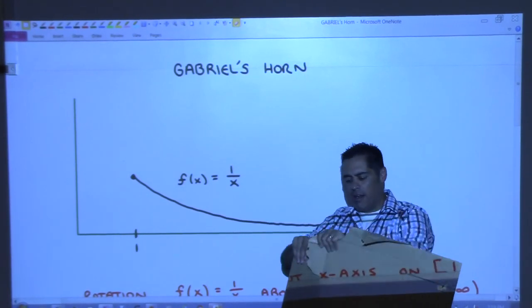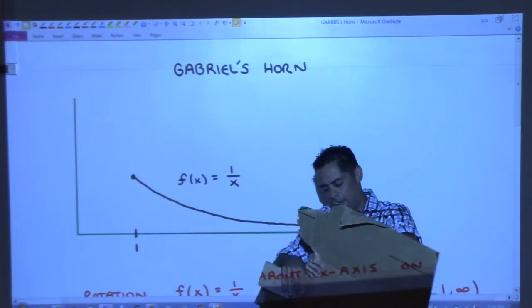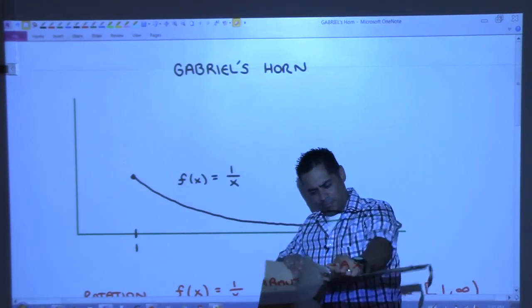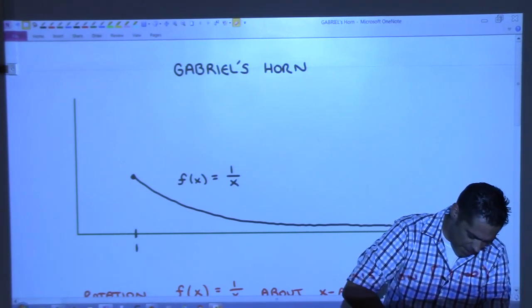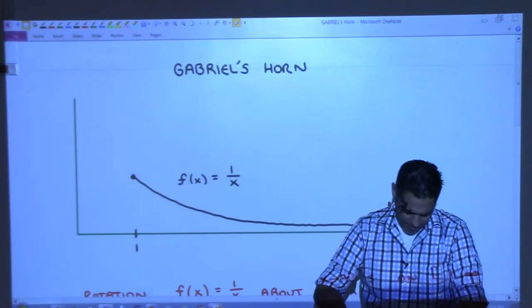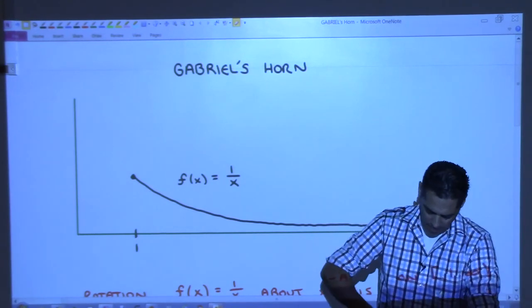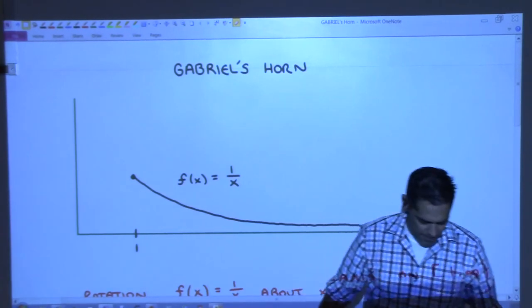So what I'm doing right now is I'm creating a very strange looking shape out of cardboard. There we go. I'm trying to make this as awkward looking as possible. There we go. Yeah, good enough.